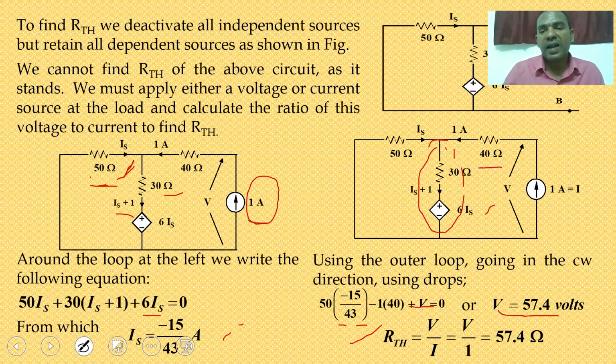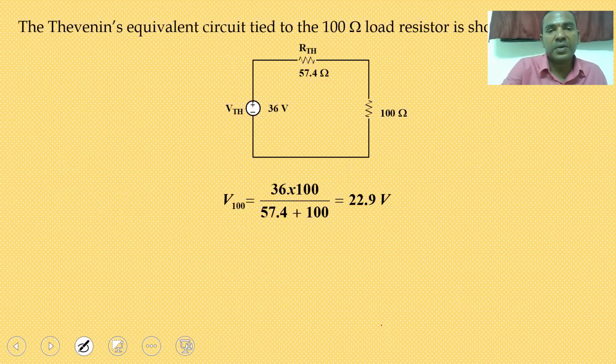So once you have calculated the RTH, and already calculated the VTH, the equivalent circuit is 36 volts as the VTH value, 57.4 ohms as the RTH value, and your load is 100 ohms.